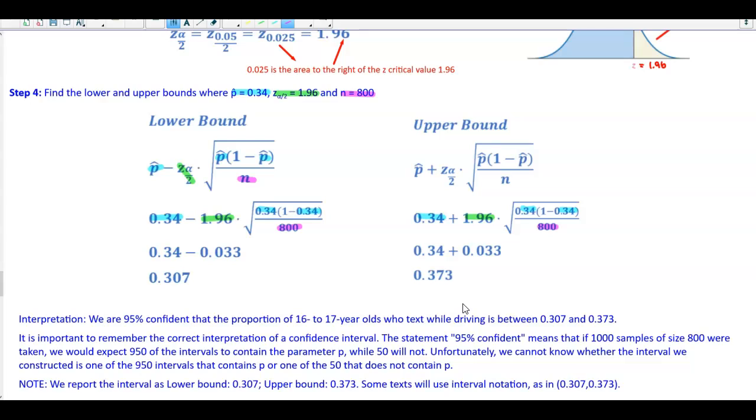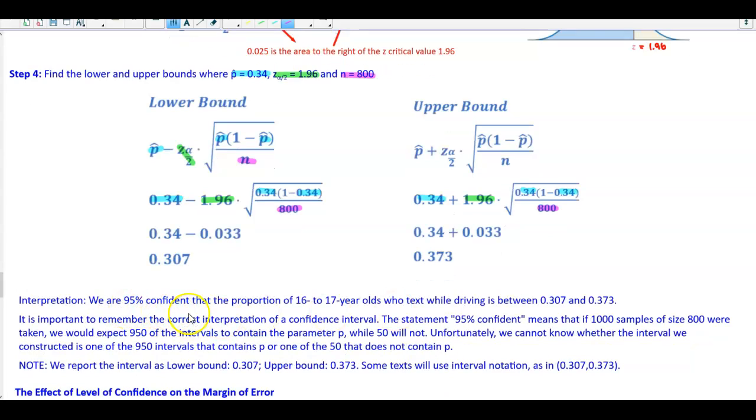So the interpretation is going to be the following. We are 95% confident that the proportion of 16 to 17-year-olds who text while driving is between 0.307 and 0.373. It is important to remember the correct interpretation of a confidence interval. The statement 95% confident means that if 1,000 samples of size 800 were taken, we would expect 950 of the intervals to contain the parameter p, while 50 will not. Unfortunately, we cannot know whether the interval we constructed is one of the 950 intervals that contains p or one of the 50 that does not contain p.